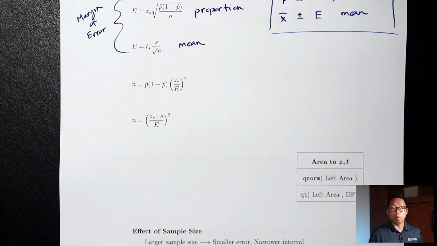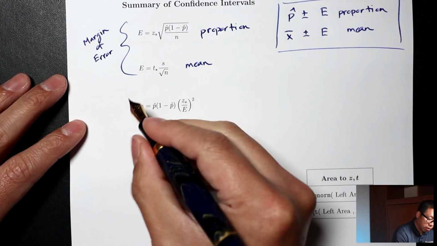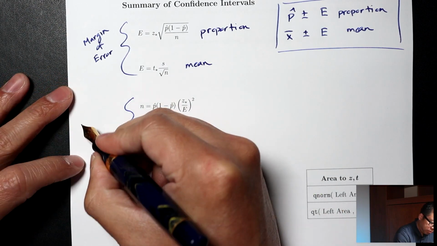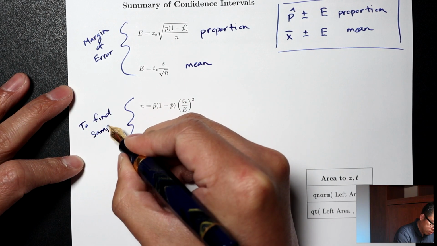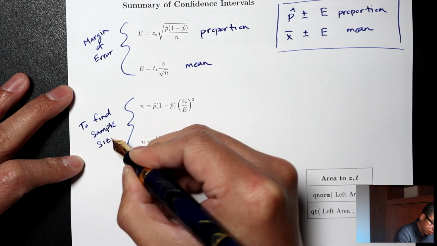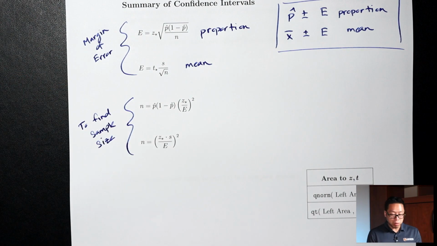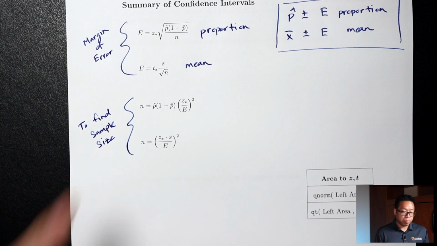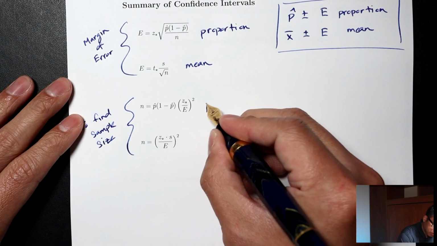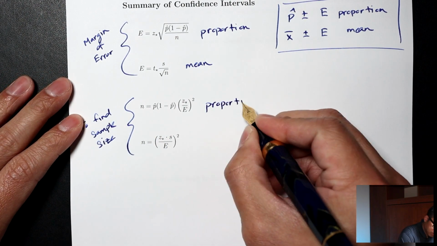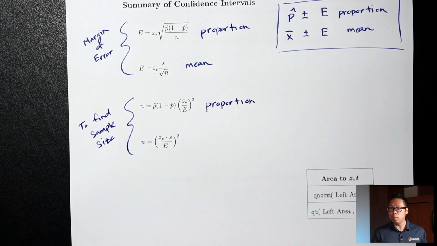The next two formulas are formulas for finding the sample size. In the real world, you would use these two formulas when you're planning out your research or your study, and you're trying to plan out how many people you need to include in your sample. So you would be looking for the sample size. The first one with the p hats, that's for proportions. The second one is for the means.